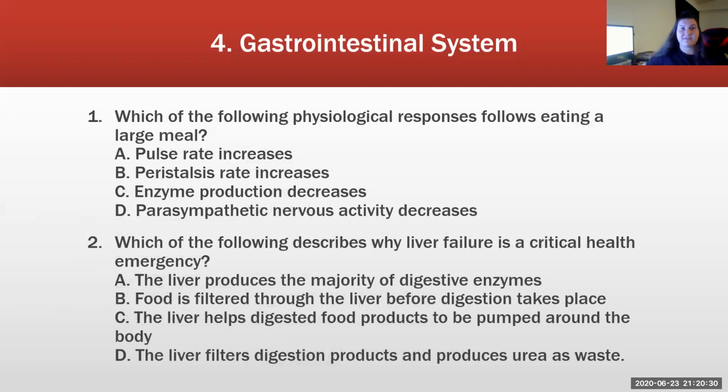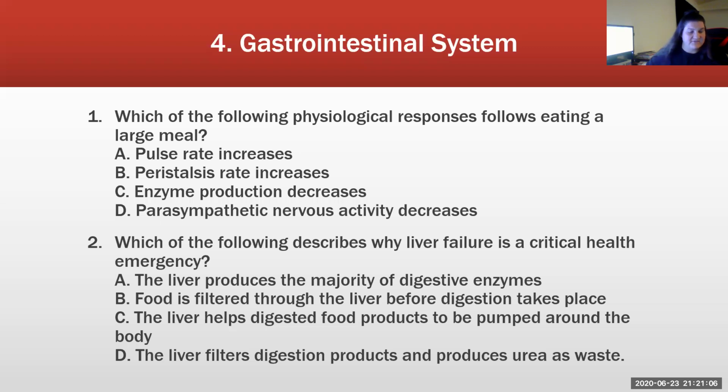So, which of the following physiological responses follows eating a large meal? The pulse rate increases, peristalsis rate increases, enzyme production decreases, parasympathetic nervous activity decreases. So again, I'm going to start with the right answer and I'm going to explain about the other ones. B, peristalsis rate increases. Peristalsis is the involuntary flexion of the smooth muscle in your GI tract that moves the food through the GI.